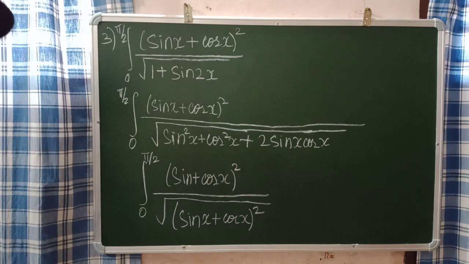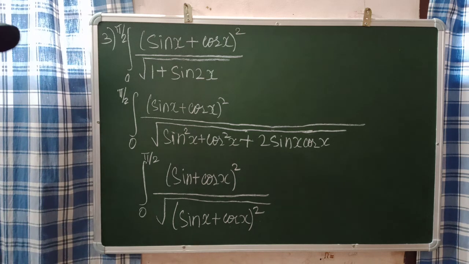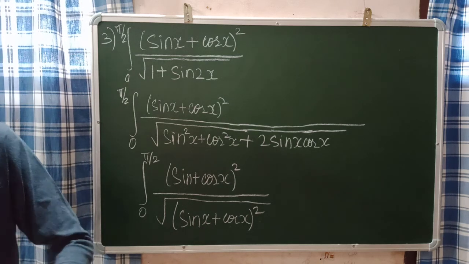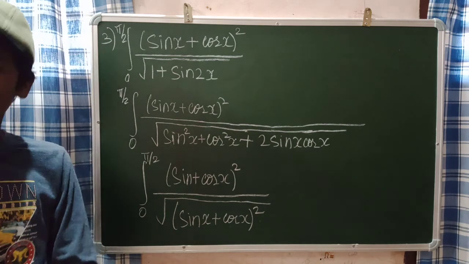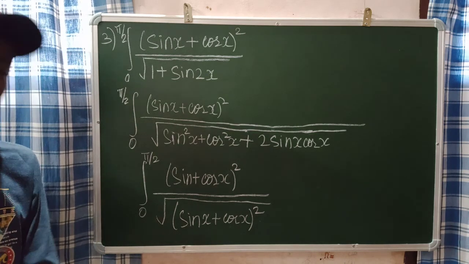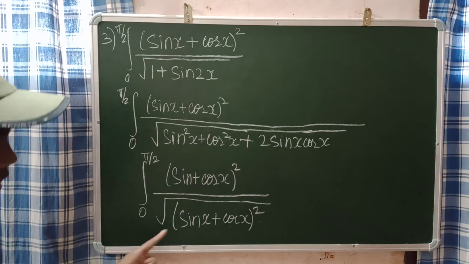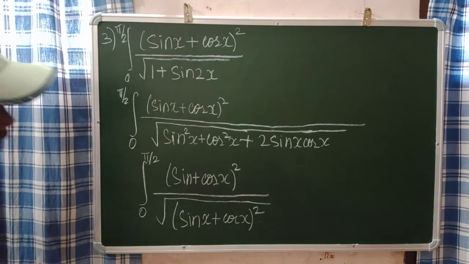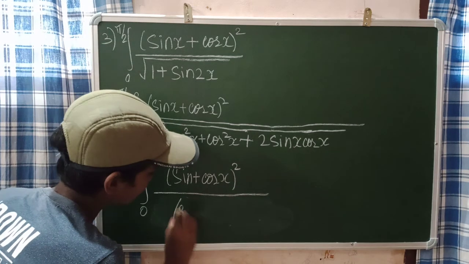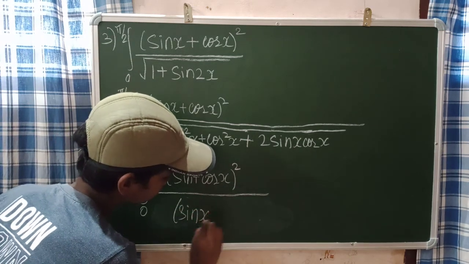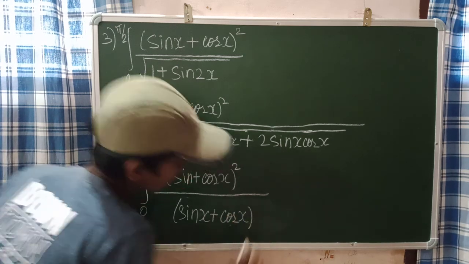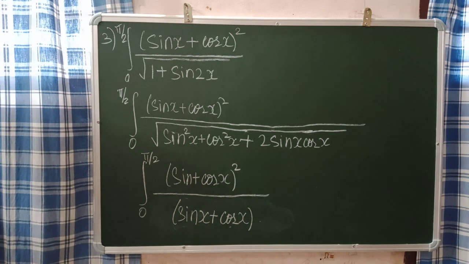Why? Because, for example, if I say there's a value like y square, root of y square will be y only, right? Or sometimes you say plus or minus y. Don't create that much difficulty here, just do the basic things. So root of sin x plus cos x whole square will be sin x plus cos x, because I am having a square inside.